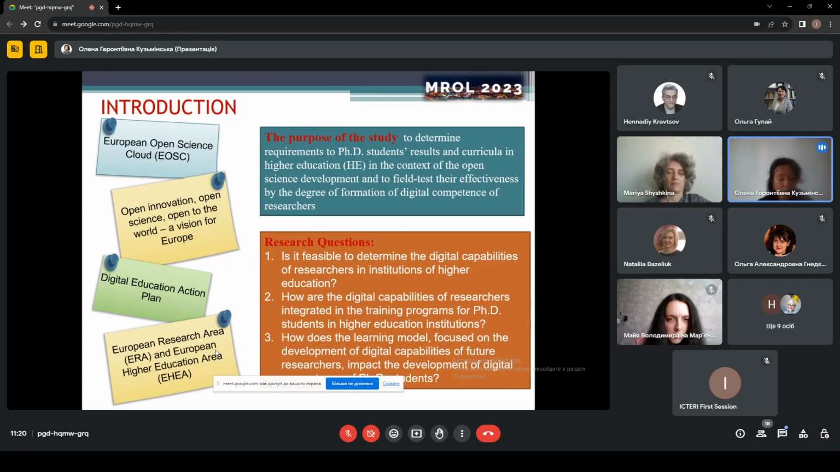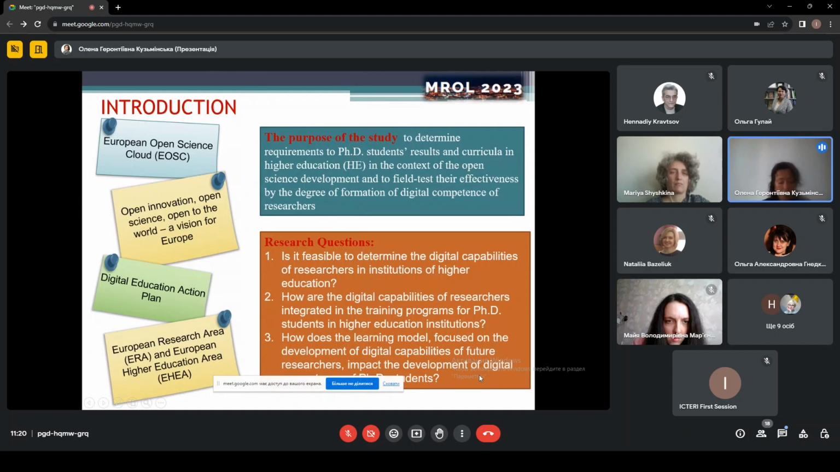We analyzed a researcher's experience of managing open science and innovation in a university in a digital world. For Ukraine, this issue is pivotal in the context of post-war recovery. It is not only general, but very important to improve and develop our science and education. And we formulate three main research questions. You can see these questions on the slide.